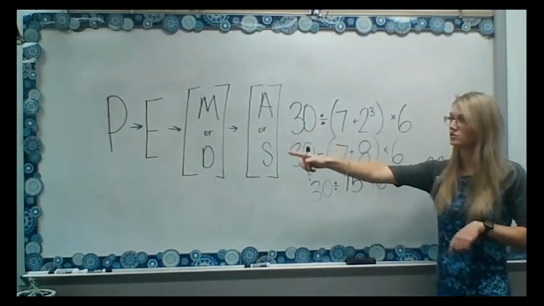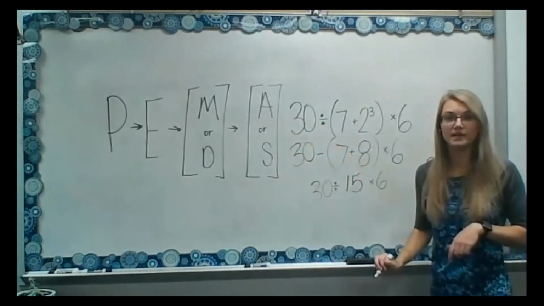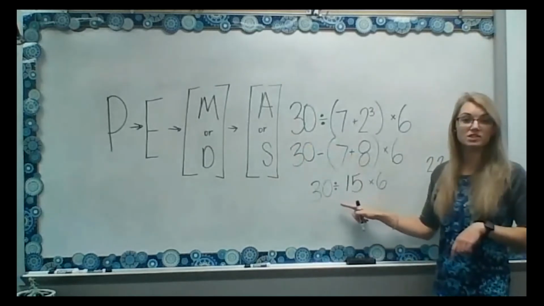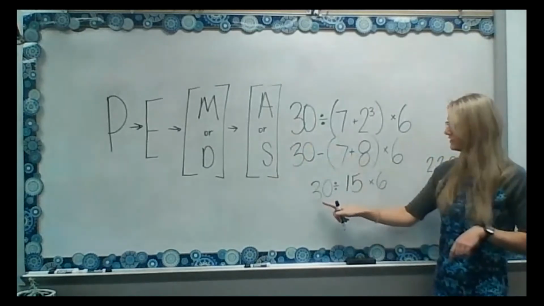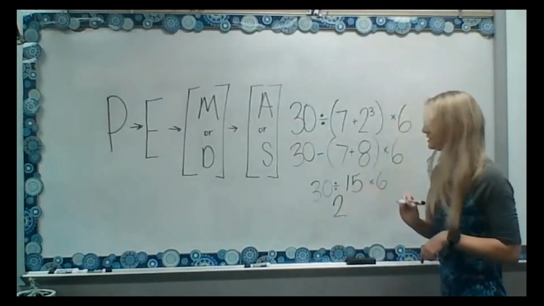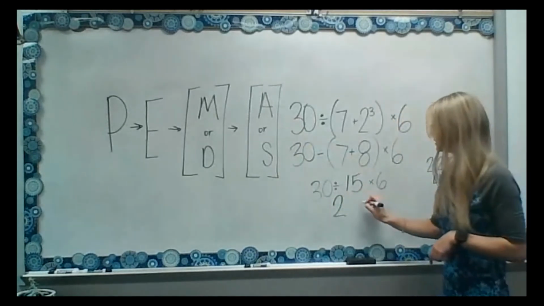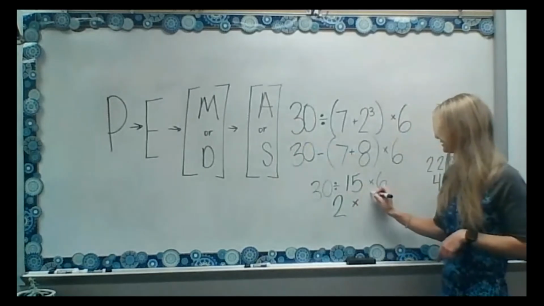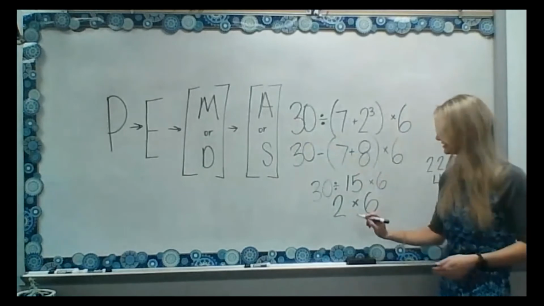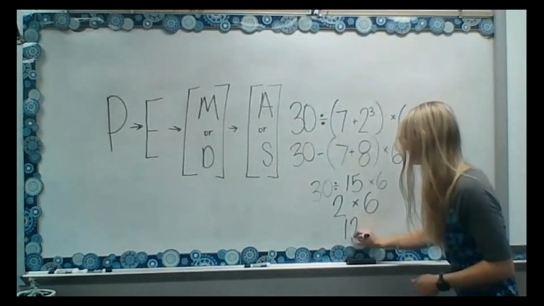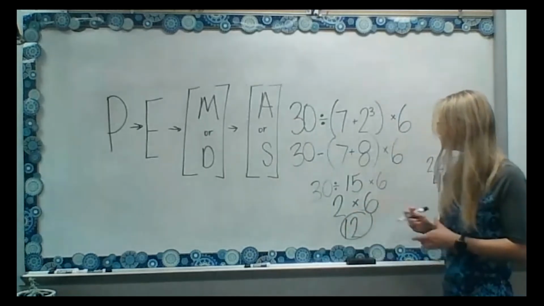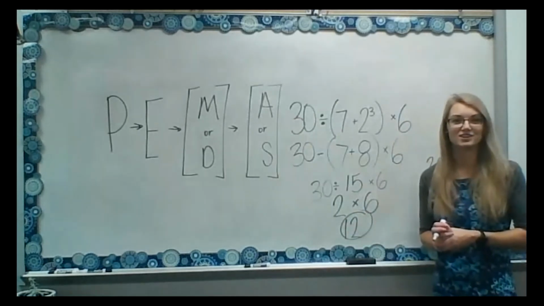No parentheses, no exponents, but we do have multiplication and division. So what's going to come first? We have a division problem first. So we're going to divide 30 divided by 15 is 2 times 6 is what I have left. And what's 2 times 6? 12. And there's nothing left for me to do, so I know 12 is my answer.